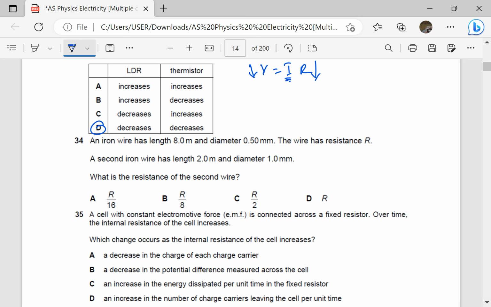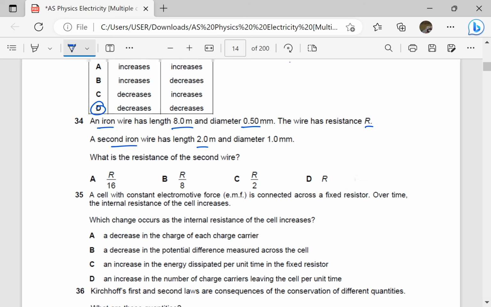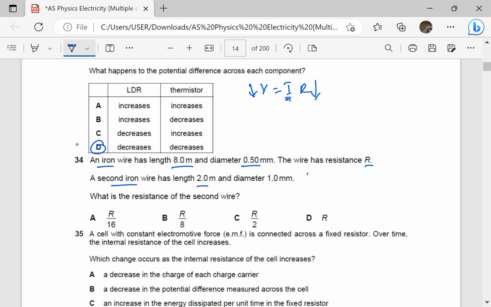An iron wire has length 80 meters and diameter 0.5 millimeters. The wire has resistance R. A second iron wire has length 2 meters and diameter 1 millimeter. What is the resistance of the second wire? They are both iron, so that means the resistivity is the same. Resistance is equal to rho L over cross-sectional area, which is 4 rho L over pi d squared.